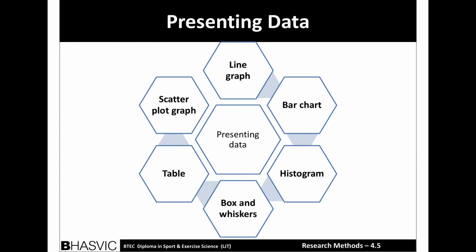Presenting data. There are 6 possible ways to present the data. These are through different graphs and tables which represent data in the most appropriate and professional way. The 6 ways to present data are through a line graph, a scatter plot graph, a table, a box and whiskers graph, a histogram, and a bar chart.